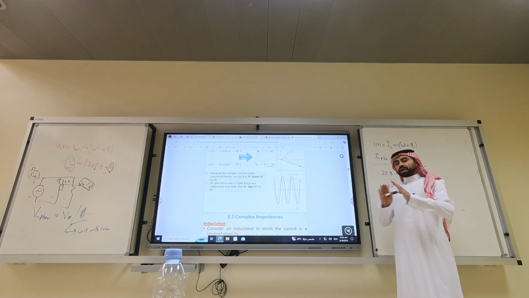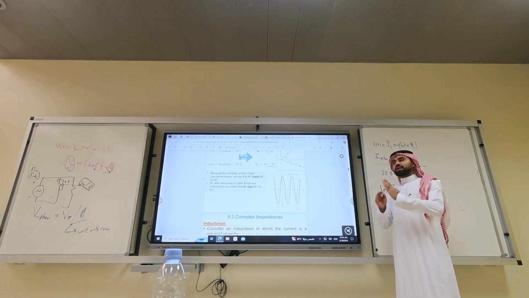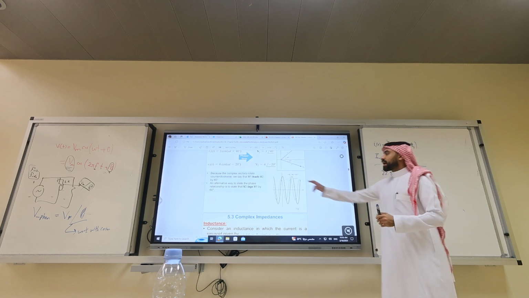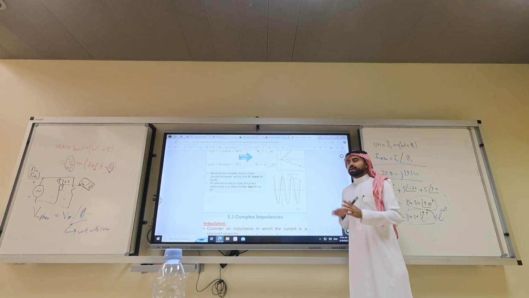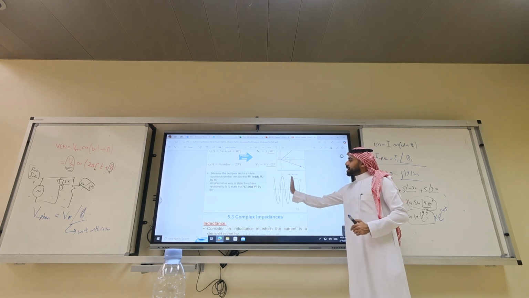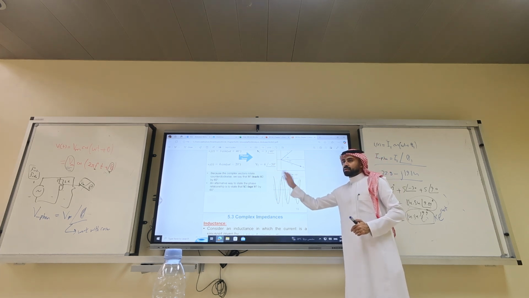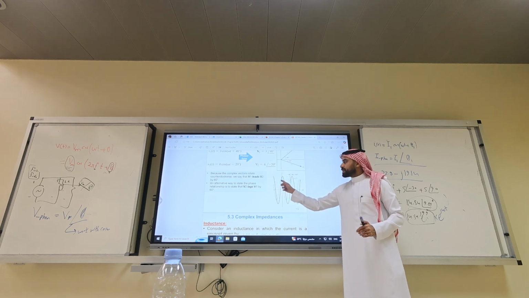Lag means the two sinusoidal signals, one its peak appears before the other. That's the right technical word. Its peak appears before the other. Earlier time is left, so this appears here.